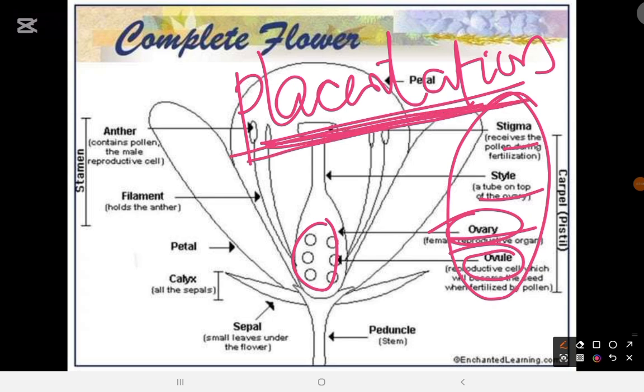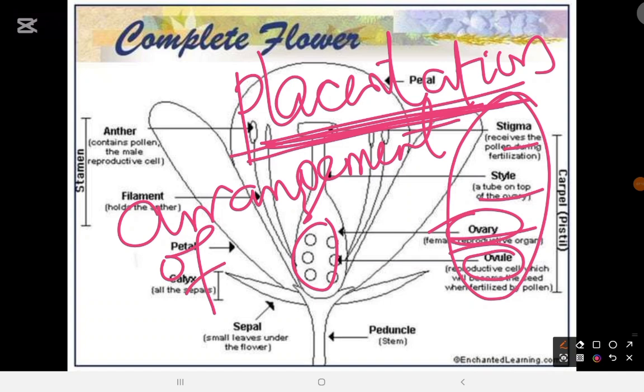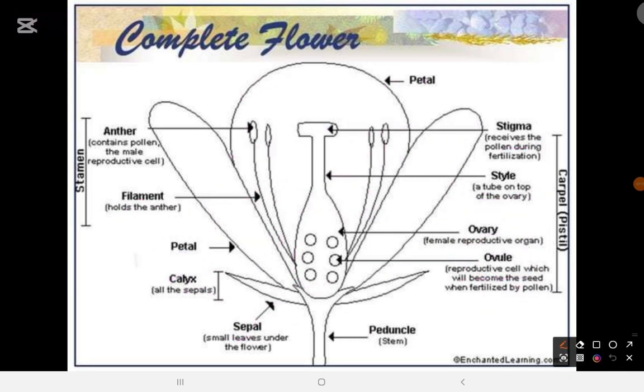That is, placentation is defined as the arrangement or organization of the ovules within the ovary of the flower. We say the style is a tube on top of the ovary and it bears the stigma. As you can see, the stigma has sticky substances which help it to hold the pollen grain in place.